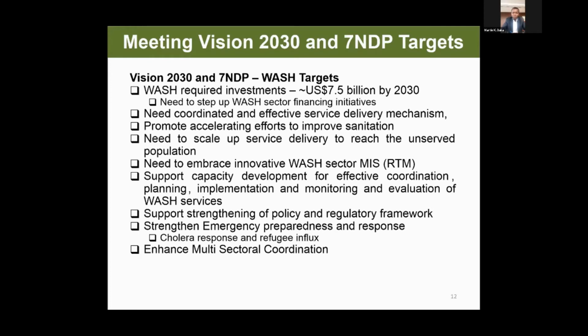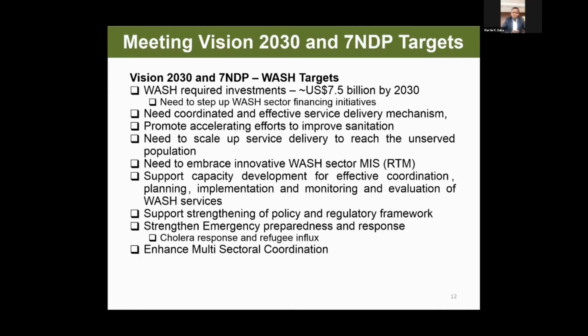So there's need also for coordinating an effective service delivery mechanism. We need to promote accelerating efforts to improve sanitation. And of course, one of the strategies in this space is the launch of the Open Defecation Free Strategy, which is looking to accelerate efforts towards an open defecation free Zambia by 2030. But of course, in reaching this status, we need a lot of concerted, coordinated efforts in interventions. There's need to scale up service delivery to reach the unserved population.